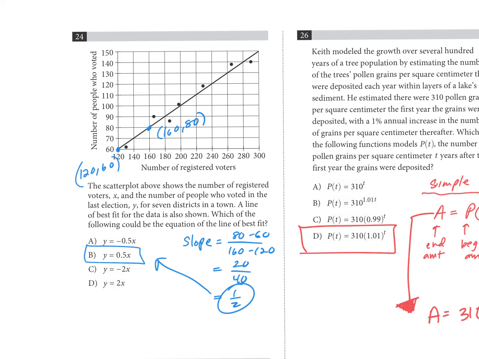And then the line of best fit is shown. Which of the following could be the equation of the line of best fit? Looking at this, I just took random points on the line, so it looks like 120 comma 60, and then 160 comma 80. It looks like as y increases by 10, x increases by 20. So it's that 1/2 relationship. That's why B, 0.5x, was the answer.